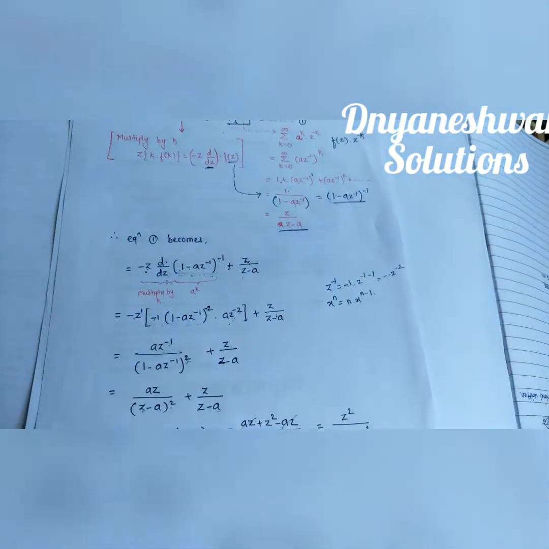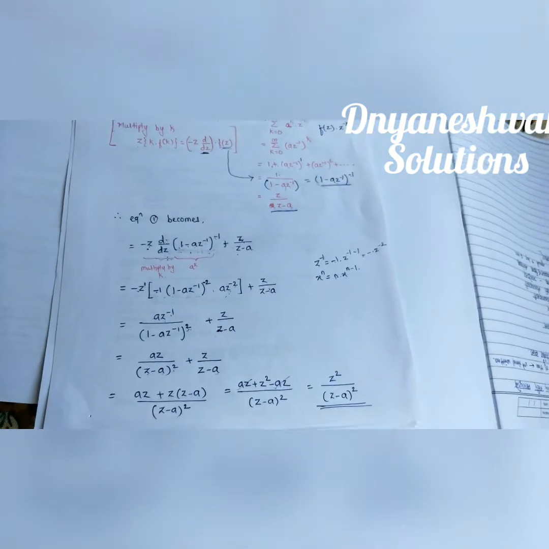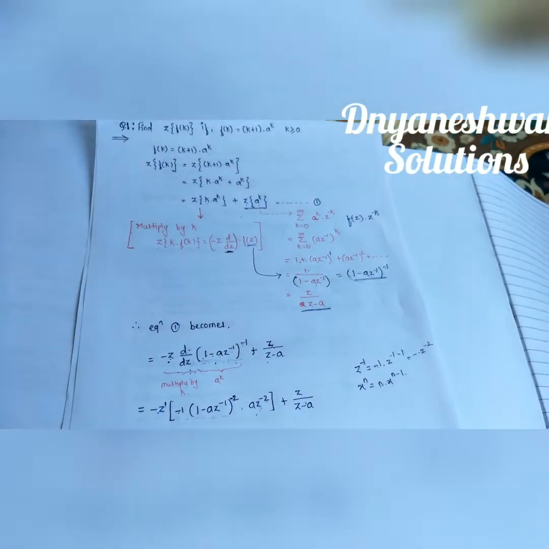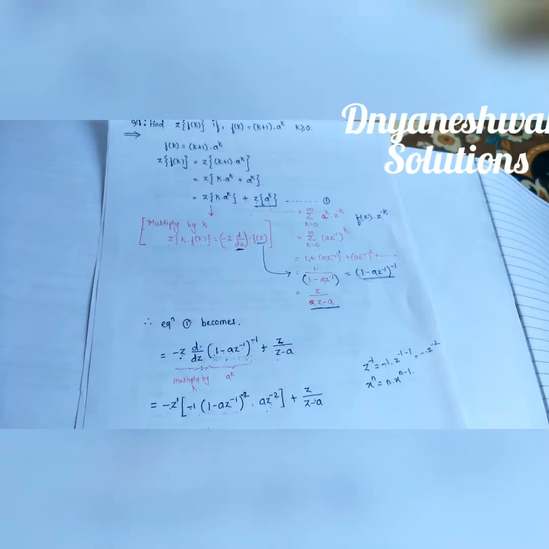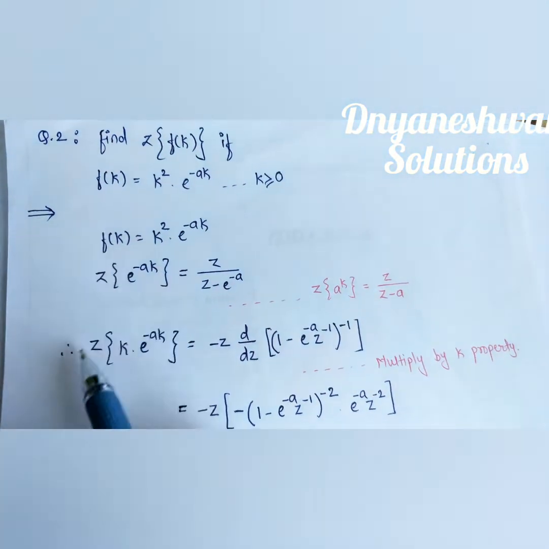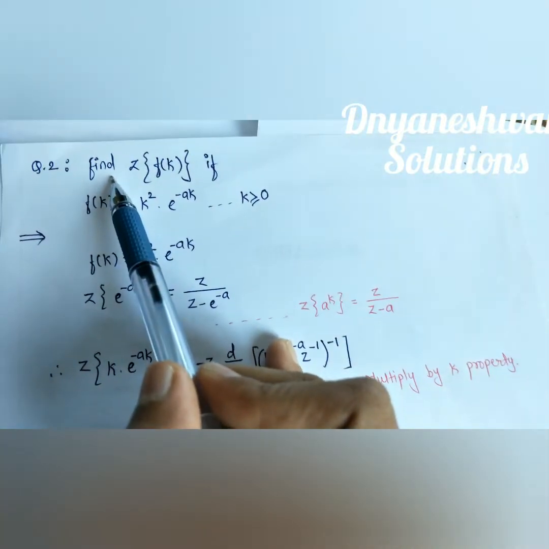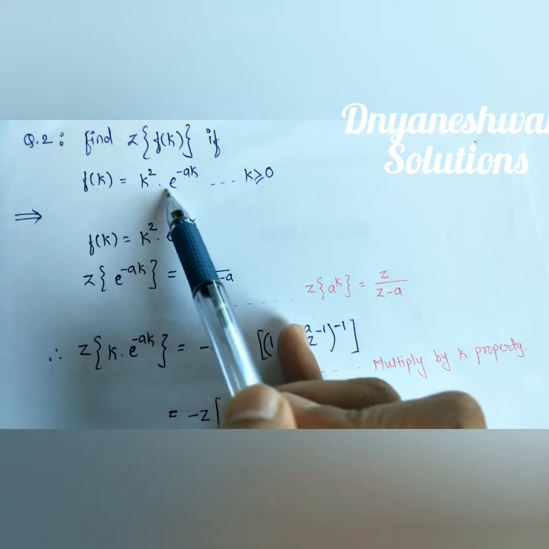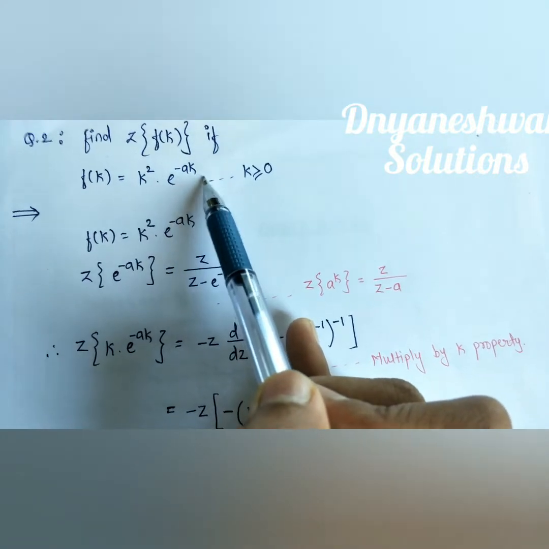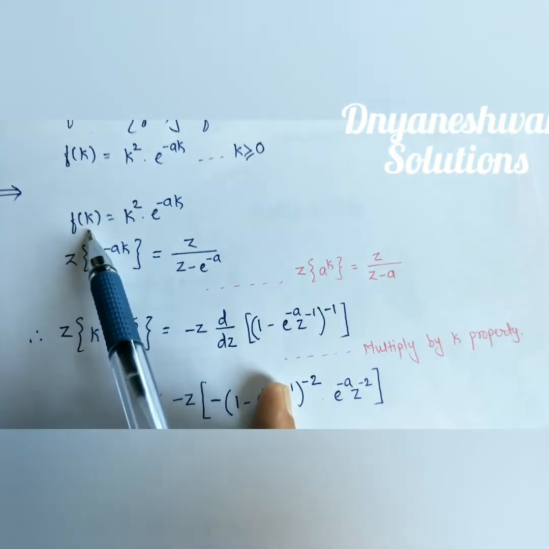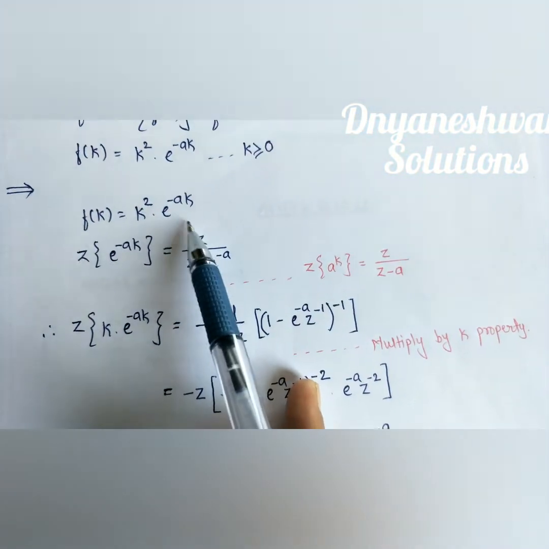Like this, we can solve any example of Z transform which is multiplied by k. Here is our second example for multiply by k. The question is: find the Z transform of f of k if f of k equals k square into e raised to minus ak, where k is greater than or equal to 0. So write the given f of k as it is.